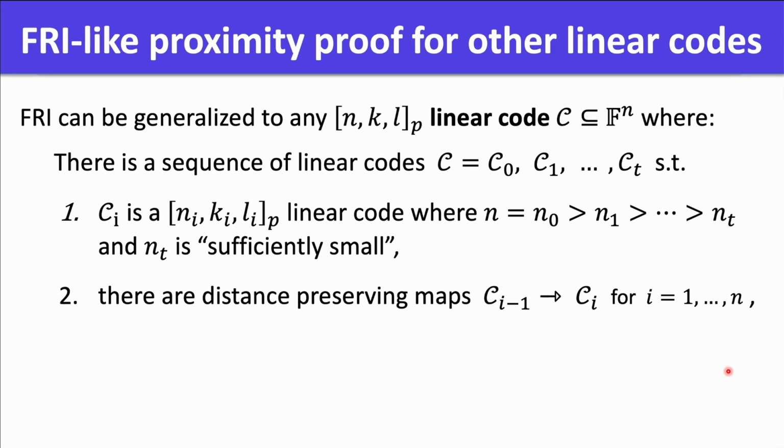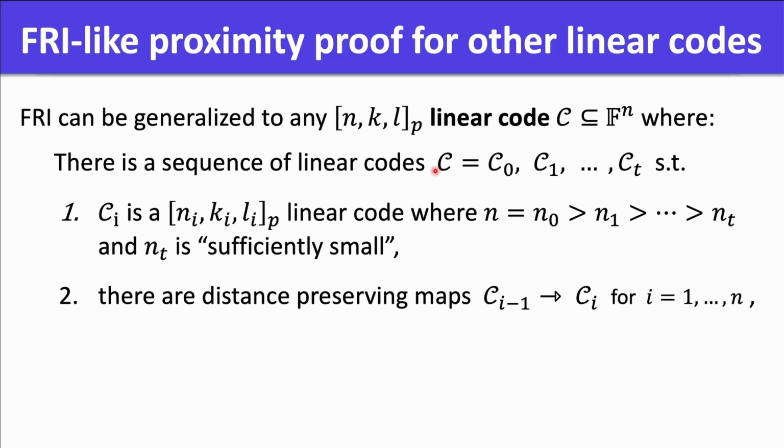So it turns out we can give a proximity proof for many other types of codes. And in fact, the FRI mechanism can be generalized to other codes as long as those codes have a nice sequence of decompositions. In particular, there's a sequence of codes C0, C1 up to CT, such that each Ci is a linear code where the length of the code keeps on decreasing up until we get to NT, which is the shortest code of all. And NT is sufficiently small so we can actually send the code word in the clear to the verifier. That's the first property. And the second property we need is a distance-preserving map from Ci-1 to Ci.